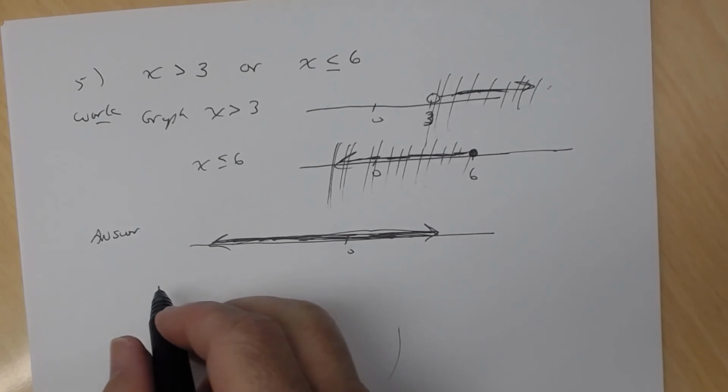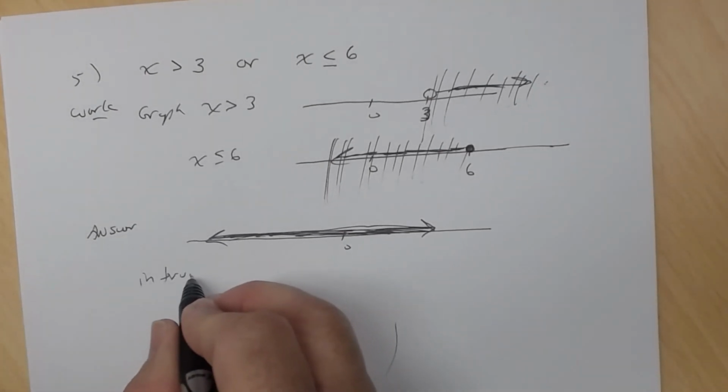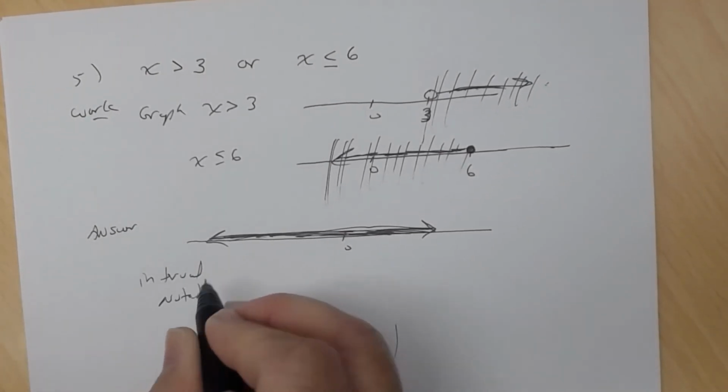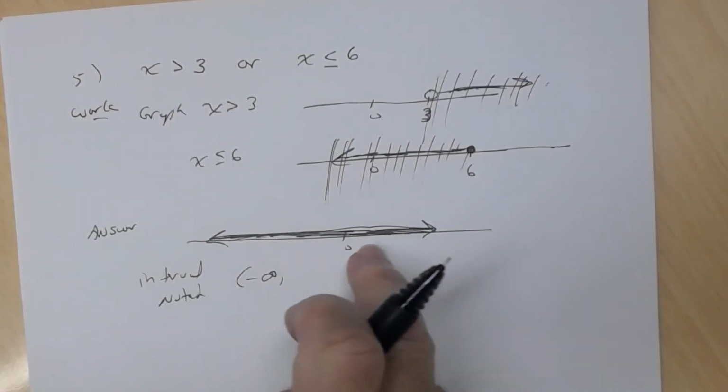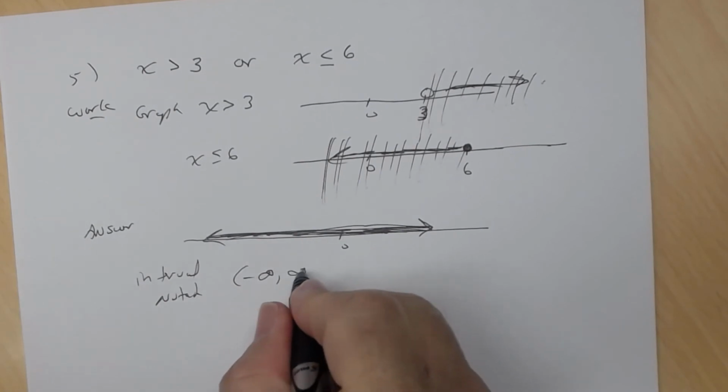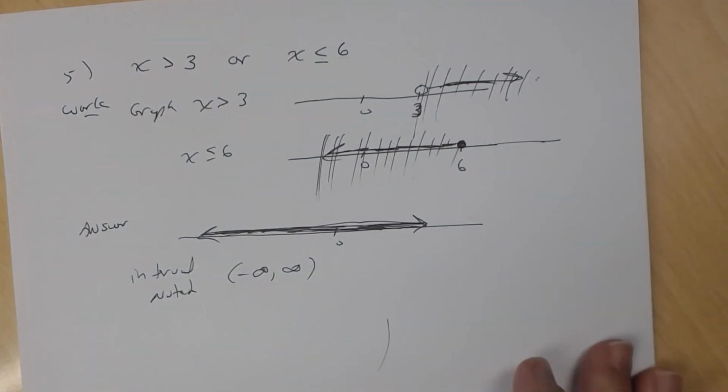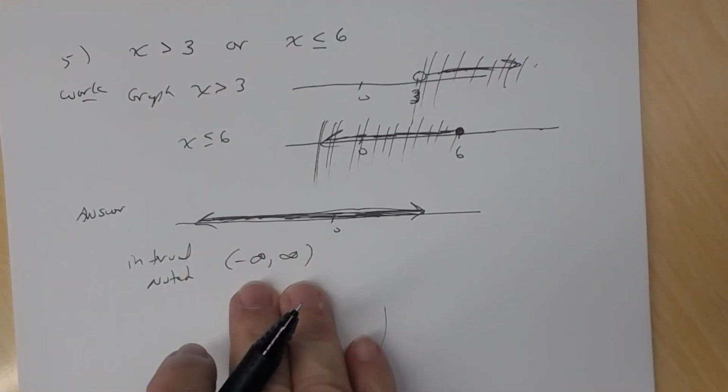Now, your interval notation, remember you read a graph from left to right. So I'm going from negative infinity all the way to infinity. And that's it. That's your graph. That's your solution set. So that's what it looks like.